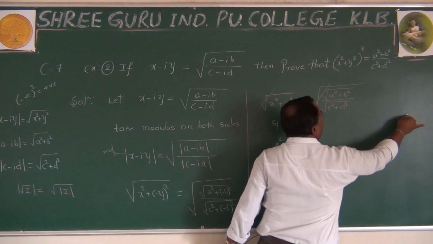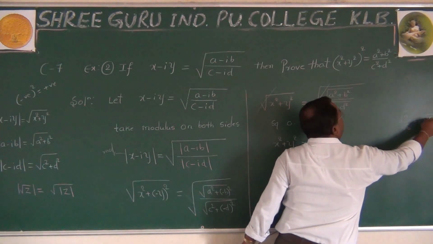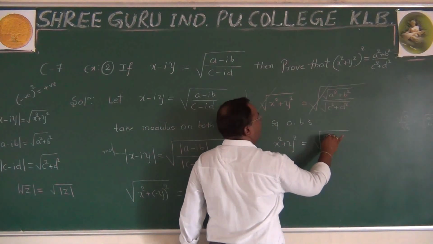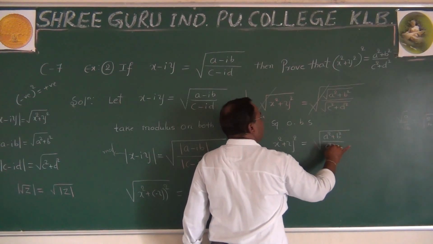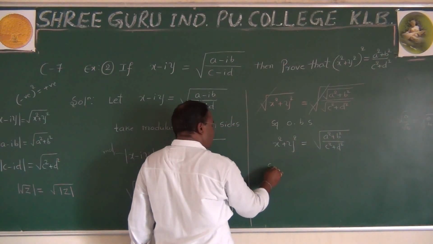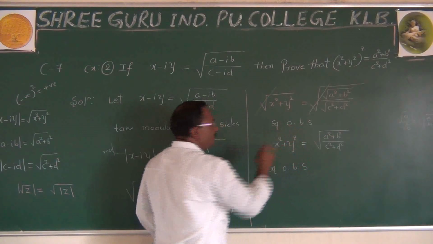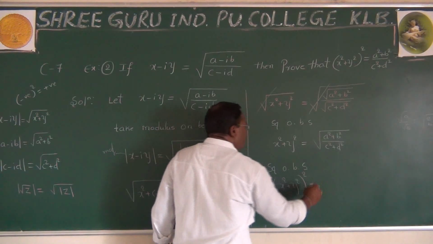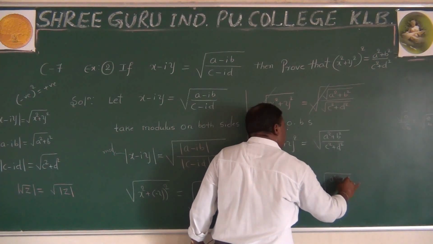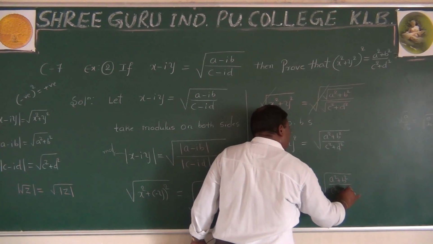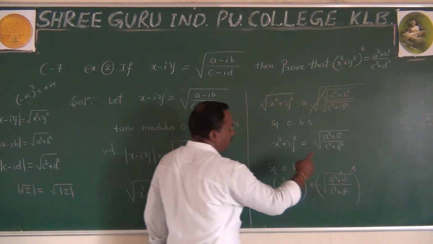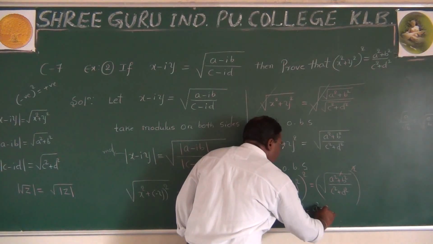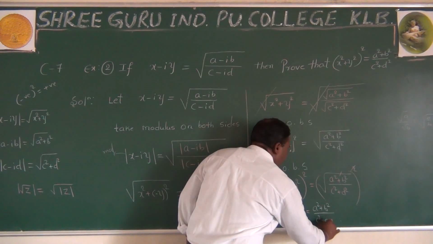Root a by b can be written at a time, that is a square plus b square divided by c square plus d square. Next, square on both sides, that is x square plus y square whole square is equal to square root of a square plus b square divided by c square plus d square whole square. Square root gets cancelled, that is x square plus y square is equal to a square plus b square divided by c square plus d square.